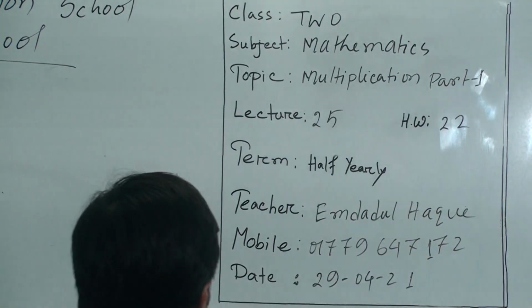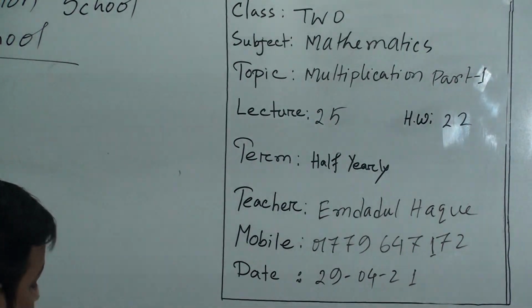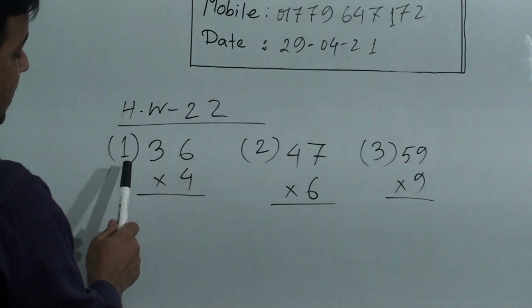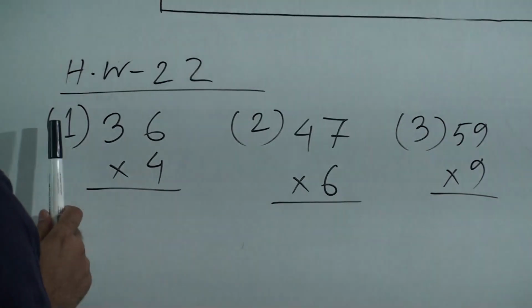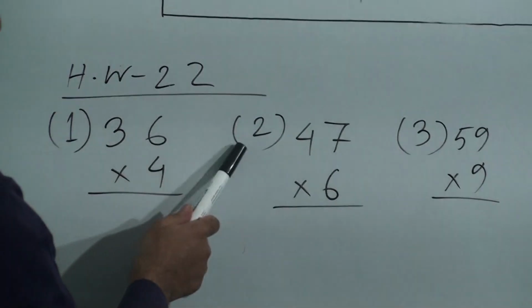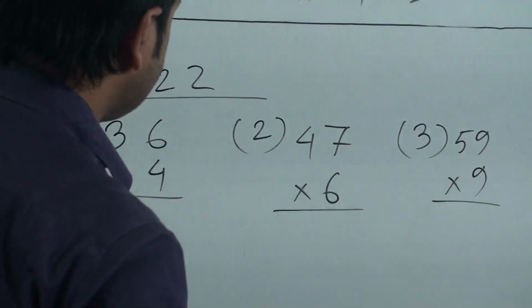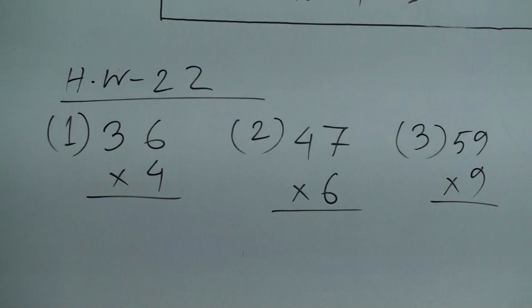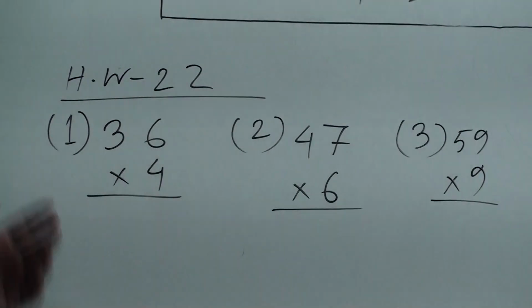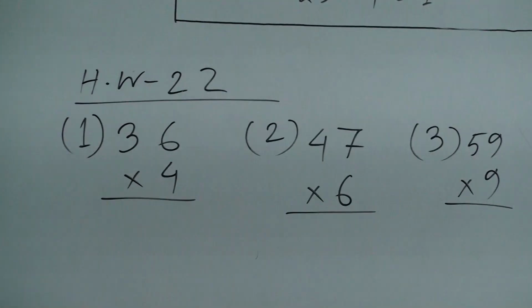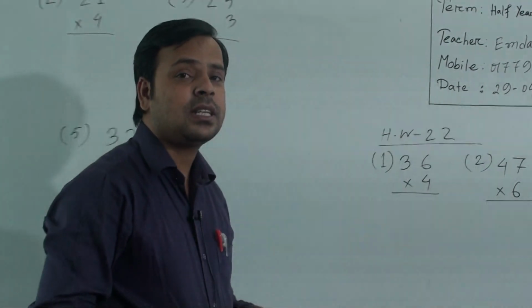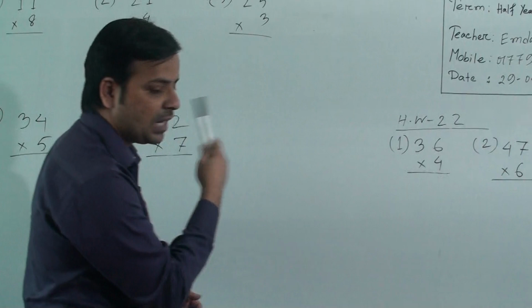Dear students, homework 22 is given. In this part you have to do 3 multiplications, 1, 2, 3. These 3 multiplications you have to do as your homework, and you have to submit your homework on next Saturday. Dear students, depending on today's class, you have to do the multiplication.